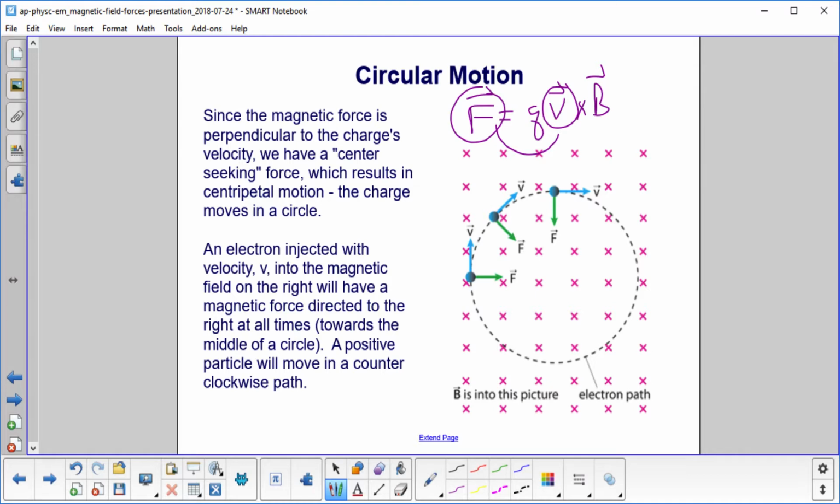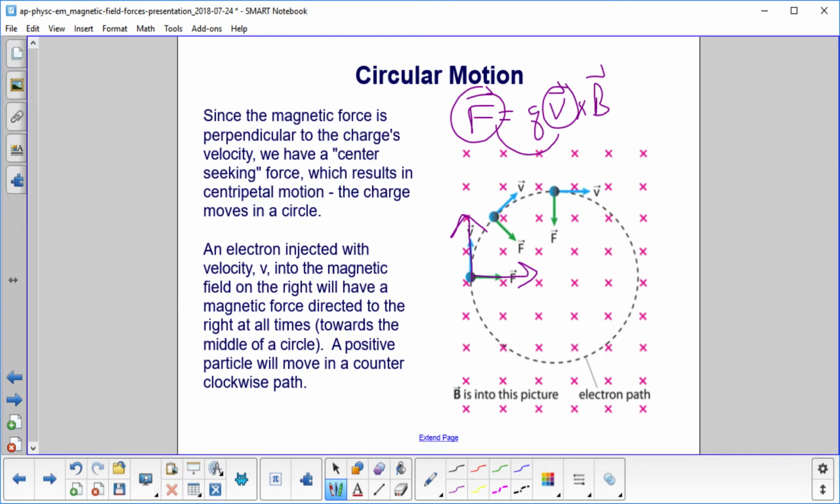So if we inject an electron with velocity v into the magnetic field on the right here, okay, here's its initial velocity, it will have a direction of a magnetic force directed to the right towards the middle of the circle. Now if you just use the right-hand rule and you came up with a force to the left, what did you forget to do? Flip the direction of the force because it's a negative charge.